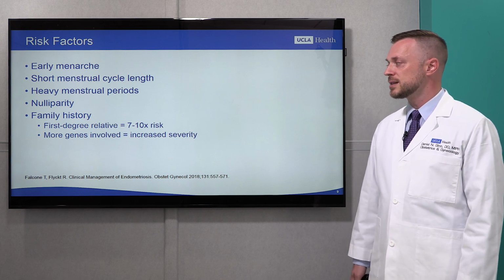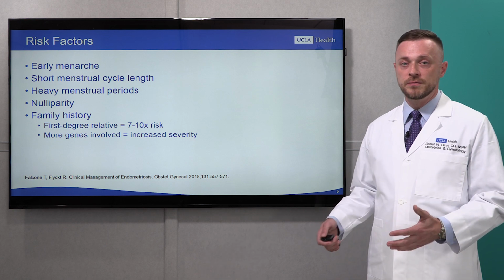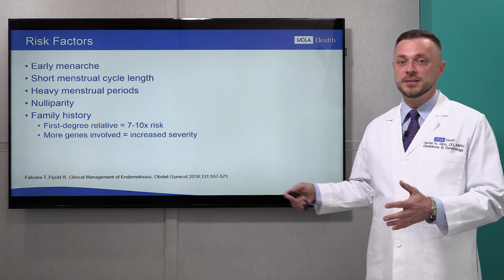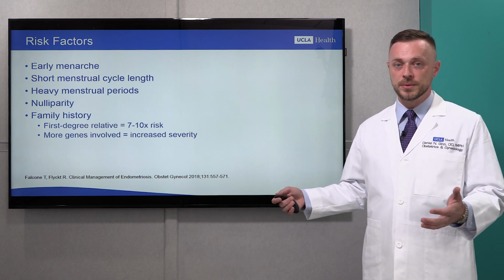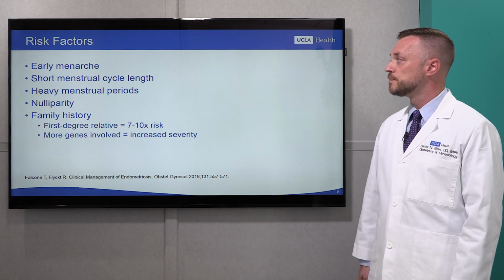And then when we do gene studies, they see abnormalities that involve some specific numbers of genes, and the more of them you see, the higher the risk of severe disease as well.